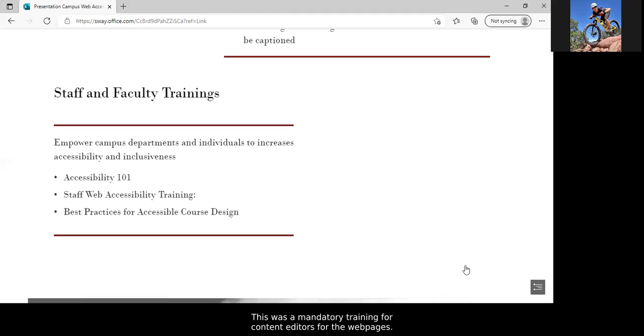This was a mandatory training for content editors for the web pages, and in the student affairs department, 75% of staff have completed the training.